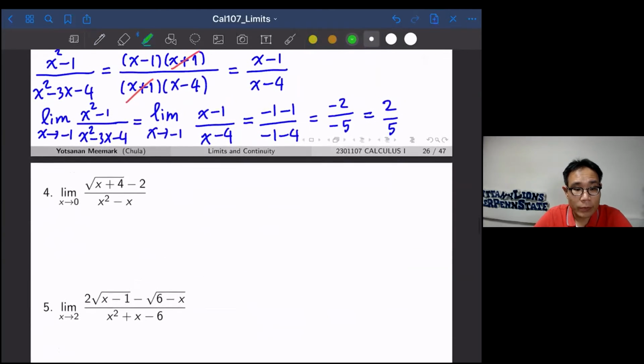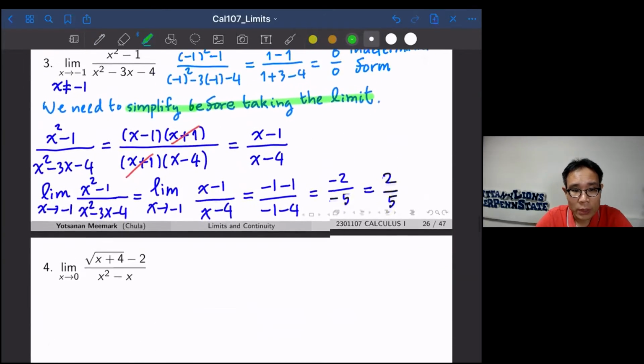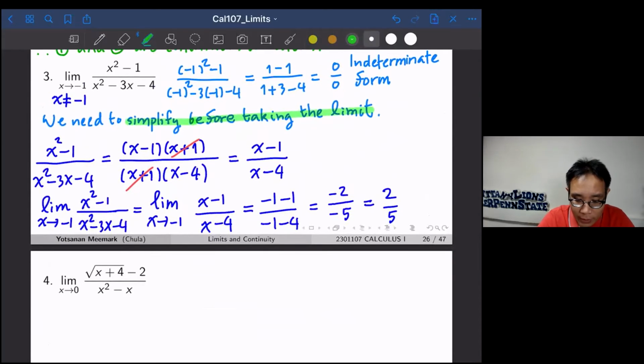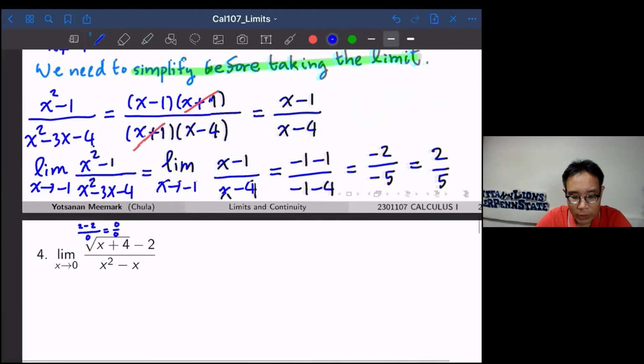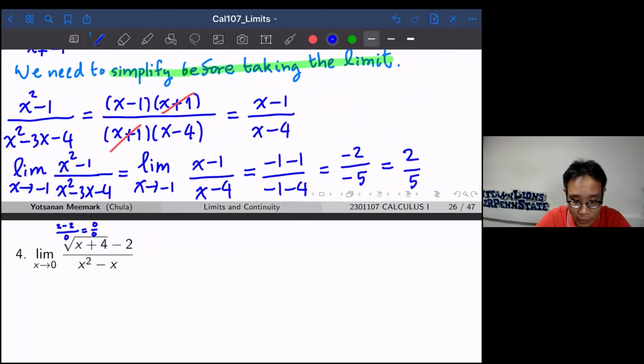The next one is similar to the previous one. When you plug in x equal to 0, you get square root of 4, so 2 minus 2 over 0. This becomes 0 over 0. Again, you cannot reach the right conclusion yet. Let me erase this a little bit. I get 0 over 0 for this question.